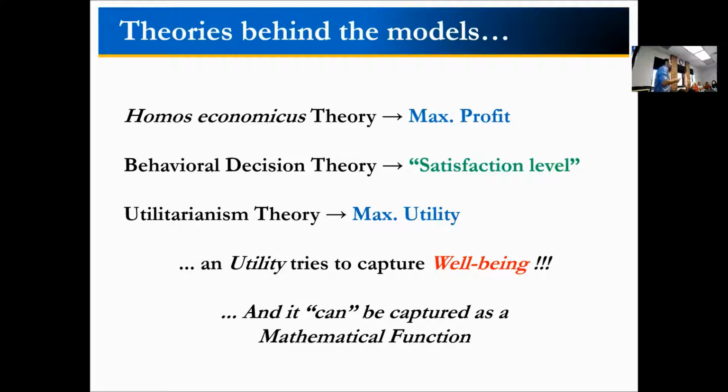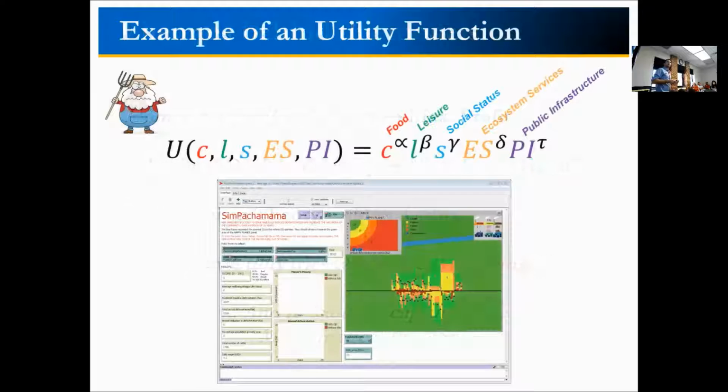Okay, and the reason why they like this is because you can capture a utility with a mathematical function. And this is just an example of a utility function that was used by some folks from the London School of Economics that were working in Bolivia. So they came up with this agent-based model that's called Spatial. And in this model, the farmers follow this utility function.